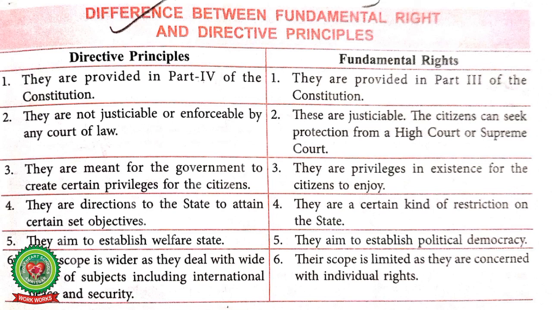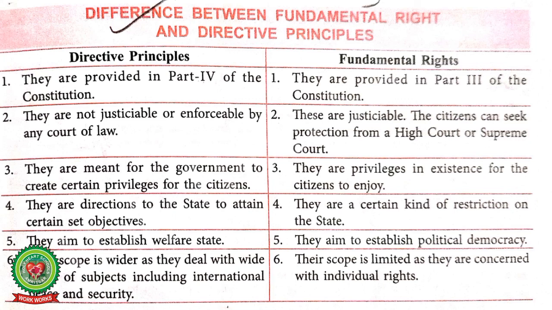Directive principles, number one, they are provided in Part 4 of the Constitution. Fundamental rights, they are provided in Part 3 of the Constitution. Number two, they are not justiciable or enforceable by any court of law. Number two, these are justiciable. The citizen can seek protection from the High Court or Supreme Court. Directive principles are meant for the government to create certain privileges for the citizens. Fundamental rights are privileges in existence for the citizens to enjoy.